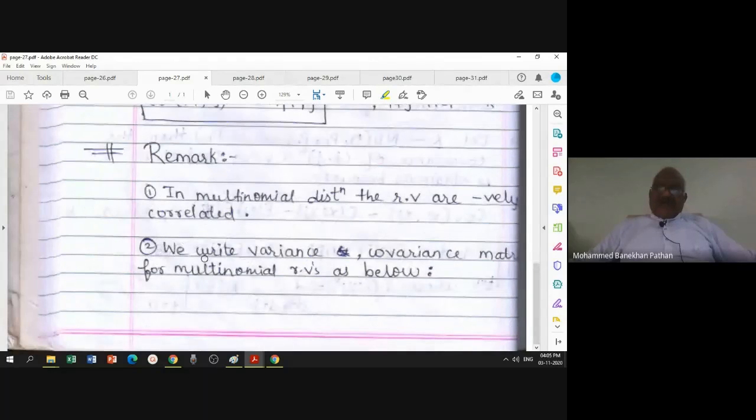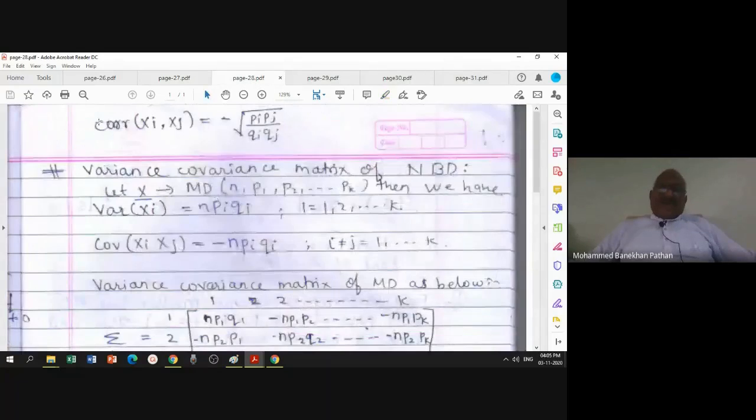Second remark, we write the variance covariance matrix for multinomial random variables. Under the multinomial distribution, we have k variables, so you are able to write a variance covariance matrix having k rows and k columns. Let us see how it looks. We have correlation of xi, xj as minus root of pi pj over qi qj. This I will tell you after this discussion.